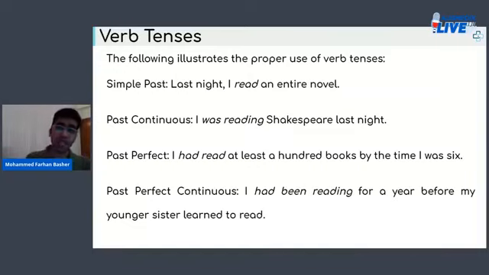So the patient had died before the ambulance arrived. Or by the time the ambulance arrived, the patient had already died. A very tragic thing to say. A tragic example, actually. So by the time the ambulance arrived, the patient had died. Or by the time I turned 15, I had already become famous.